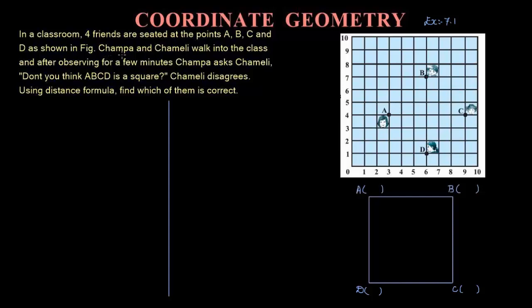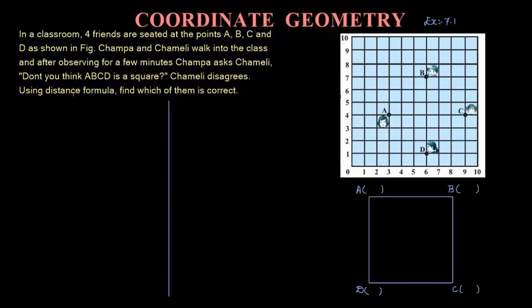Champa and Chameli walk into the class, and after observing for a few minutes, Champa asks Chameli, "Don't you think ABCD is a square?" Chameli disagrees. Using distance formula, find out which of them is correct. So this is just a conversation between the two friends, Champa and Chameli, where Champa says that the 4 people sitting in the class are forming a square, but Chameli disagrees. So we need to find which friend is correct, right?